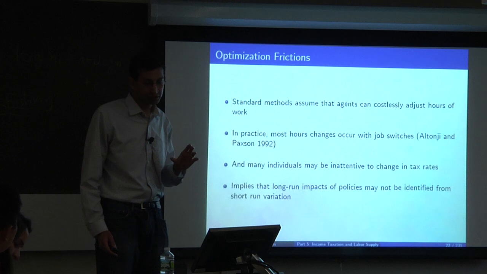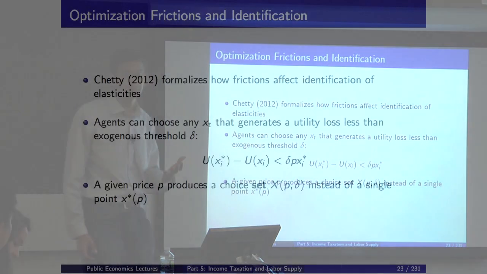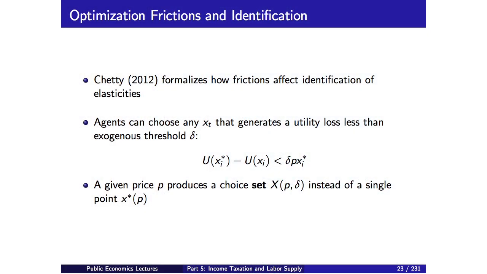And so just to formalize what that problem looks like and what it might do to estimates of elasticities, let me talk through this recent paper. So this is the Econometrica one, which is on the syllabus. I'm just going to describe the basic setup here, and then we'll talk about what this paper actually does later on. So what this paper does is formalizes how the types of frictions I was just describing affect the identification of elasticities.